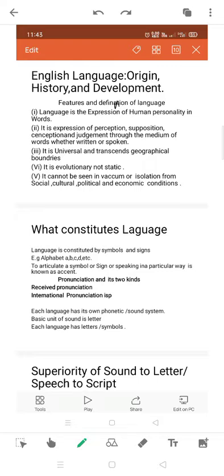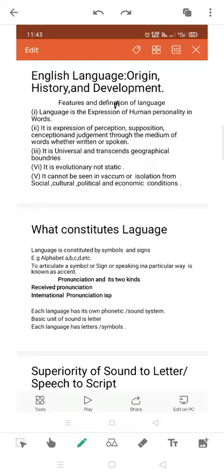So let us discuss what actually language is, and then we'll discuss what are the various features of language in a very precise and very concise manner.